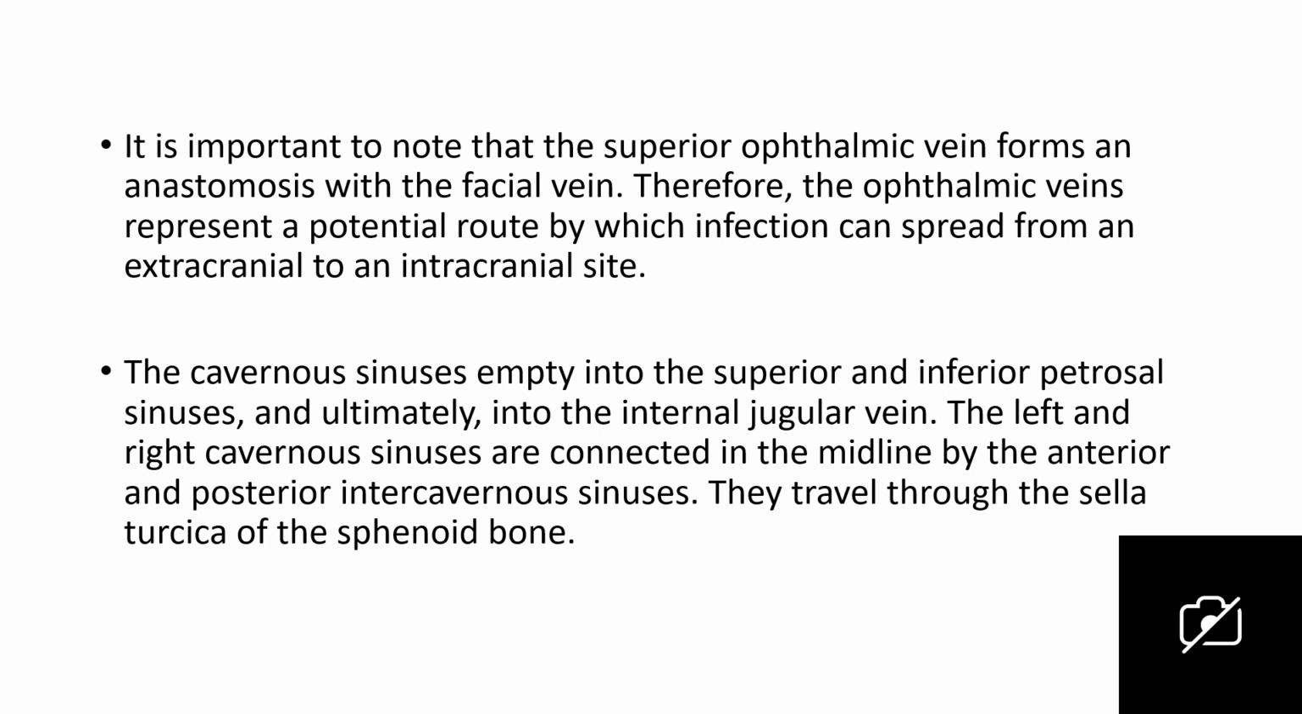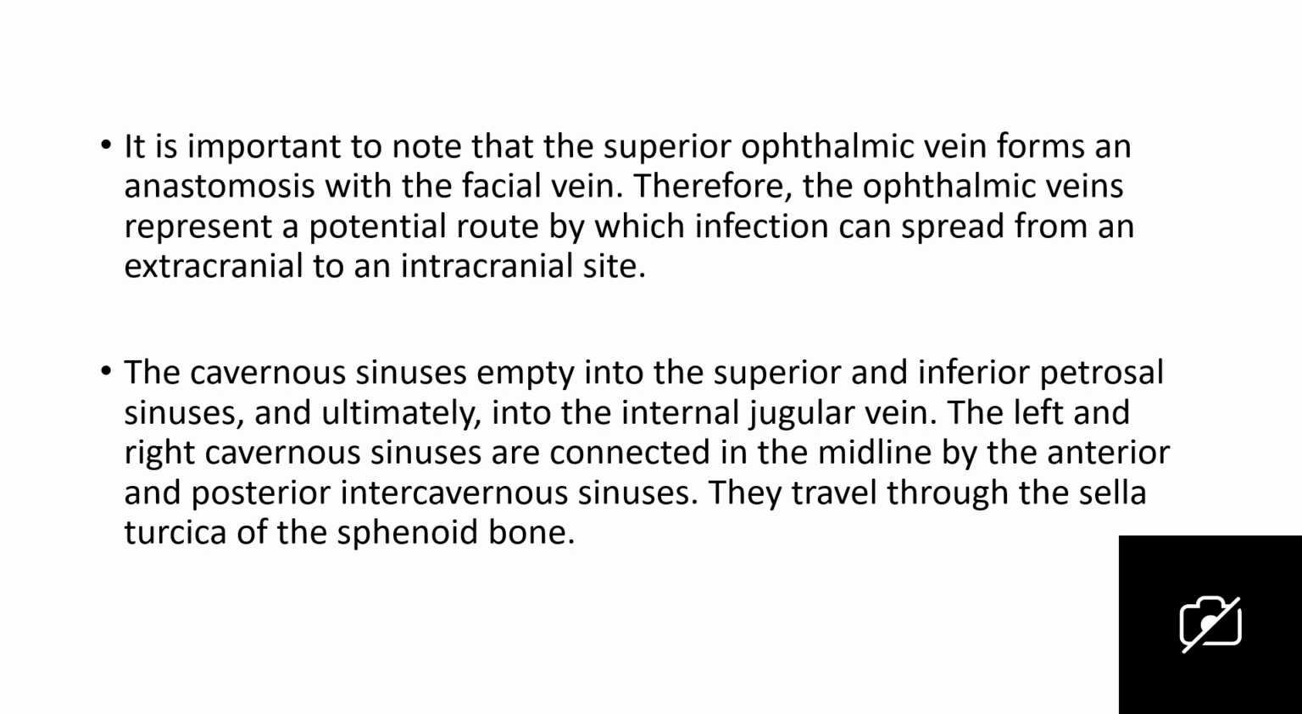It's important to note that the superior ophthalmic vein forms an anastomosis with the facial vein. That means they interconnect. Therefore, the ophthalmic veins represent a potential route by which infection can spread from extracranial to intracranial. The ophthalmic veins and the facial veins communicate. The cavernous sinus empties into the superior and inferior petrosal sinuses and ultimately into the internal jugular vein.